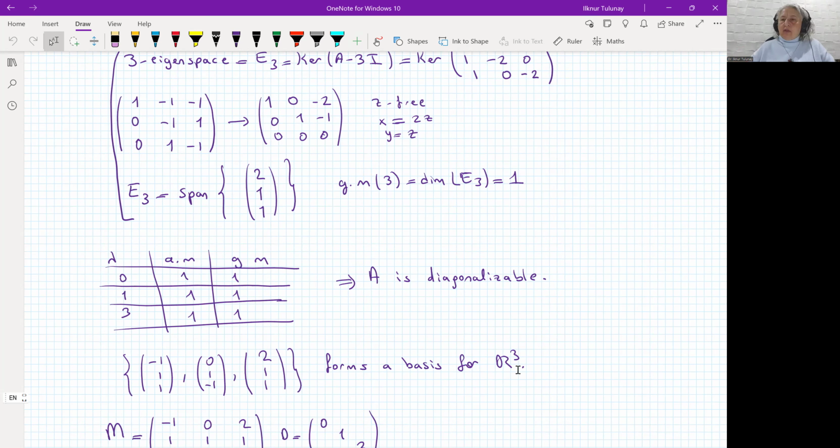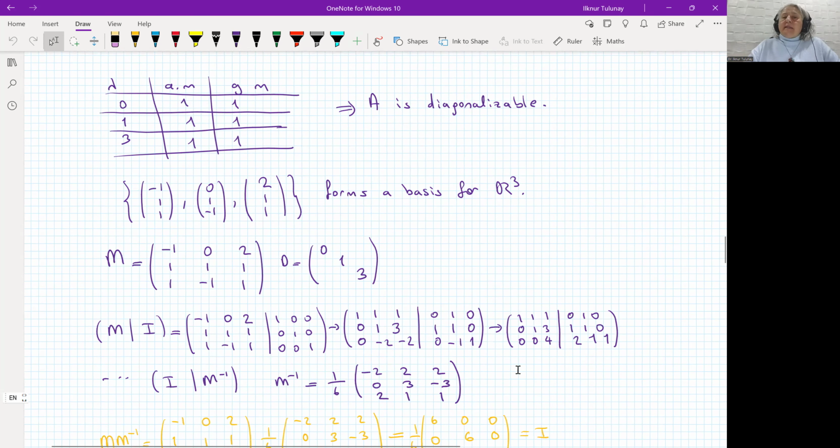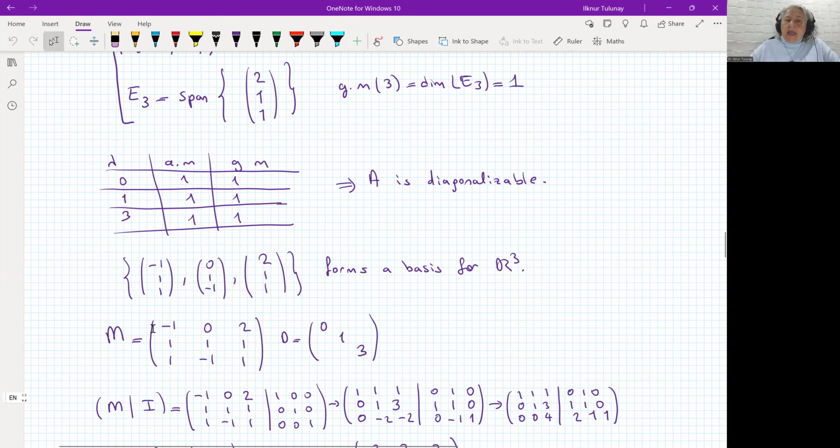If it's a 3 by 3 in R3, but for n by n, you need to get n vectors to form a basis for the n-dimensional space if it's an n by n matrix. It means that A is diagonalizable, and the theory tells us how we find this diagonalized form. M will be: this is the zero eigenspace, this is the zero eigenvector, which is the basis of the zero eigenspace. One eigenvector and the 3 eigenvector.